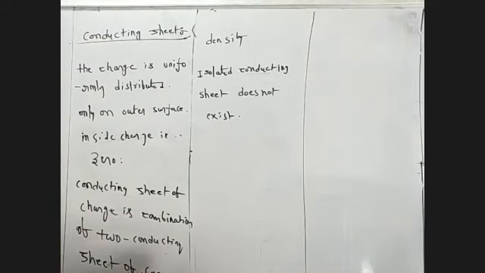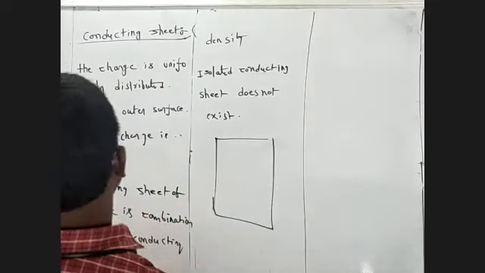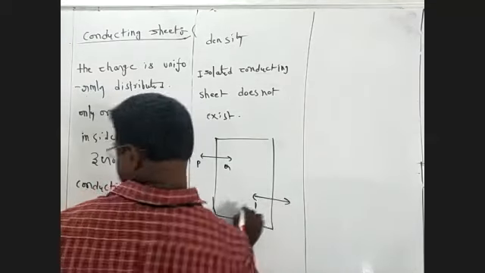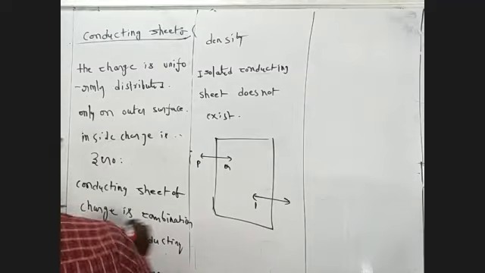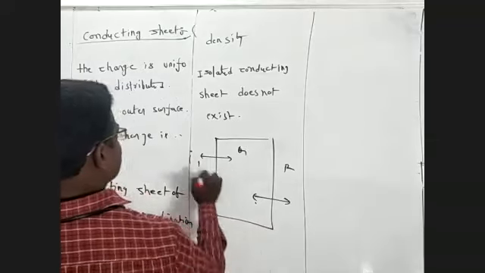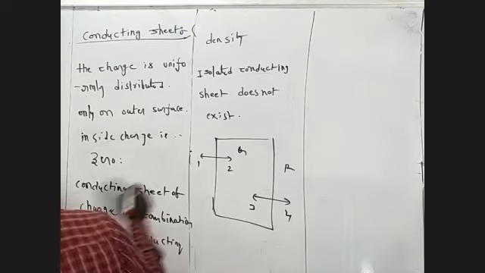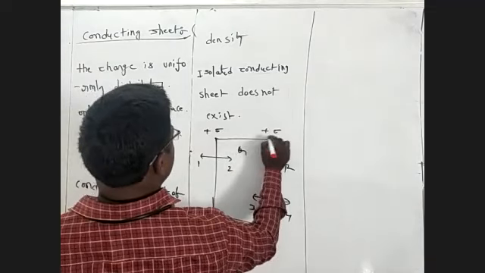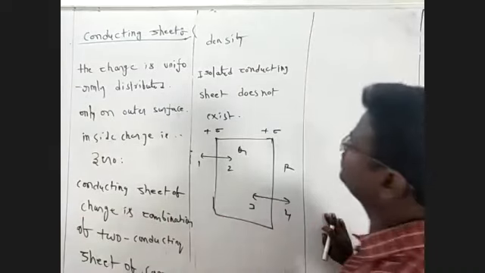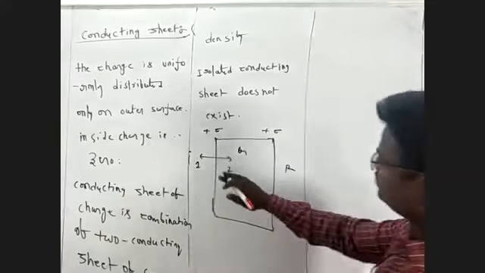For example, this is a conducting sheet. This is P, this is Q, this is R. These are regions 1, 2, 3, and 4, and this is plus sigma, this is also plus sigma. Now we are going to calculate the field. This is region 1, region 2, region 3, region 4.